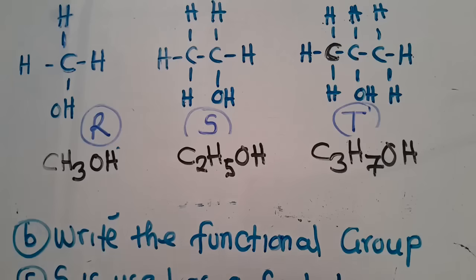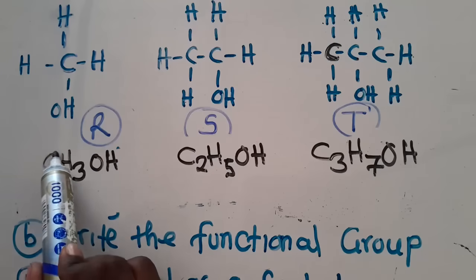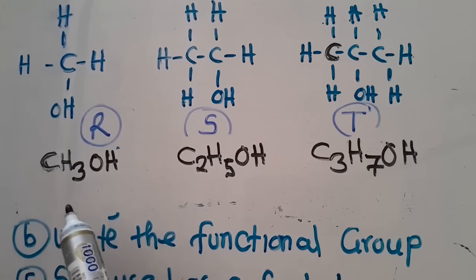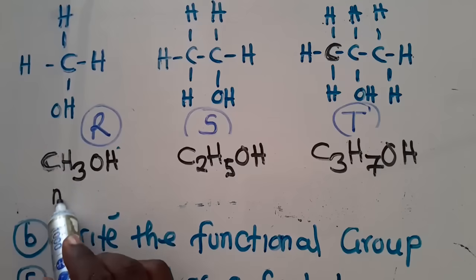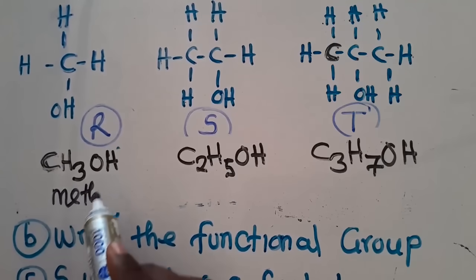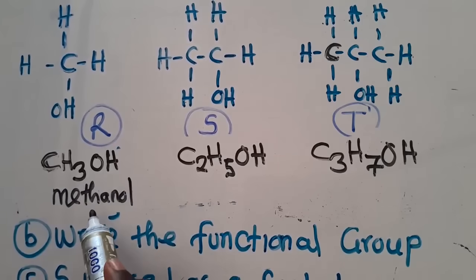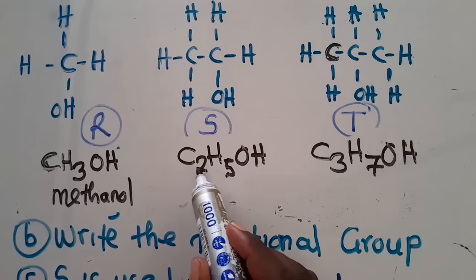In an exam, they may ask you to name this compound which is here. What is the name of this one? Because there is one atom of carbon, we call that meth. Since it is an alcohol, we say methanol. So this is methanol. We are having two atoms of carbon.